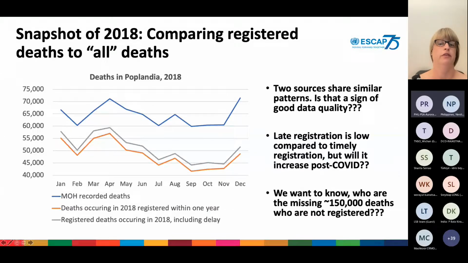I also mentioned that we want to look at our numerator and denominator source over time. So here we have the Ministry of Health recorded deaths, and we're comparing them to the registered deaths, both those registered within a year and those that had some delay. So I will ask, maybe Panita has the poll. If she doesn't mind, go ahead and put it up right now. I want to get your feedback on this graph here. How do you feel about the data quality of this graph?